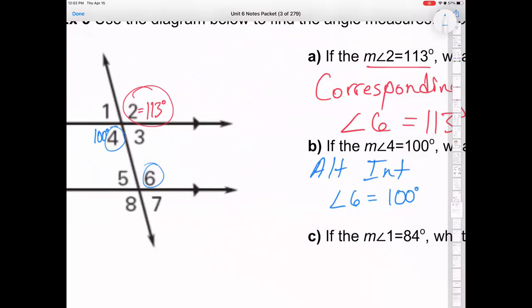So as you're going through, you might need to change up some of the angle measures based on the information they give you. Like we found angle 6 twice there, just in two different situations.